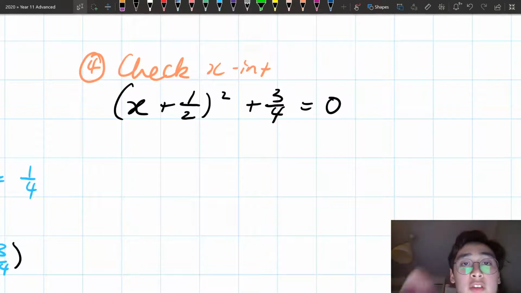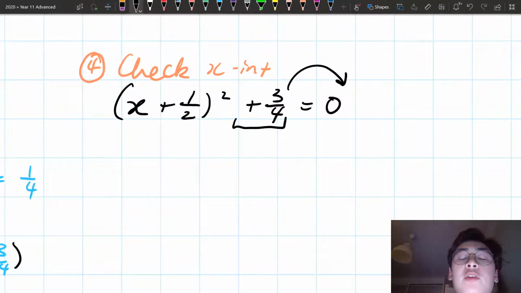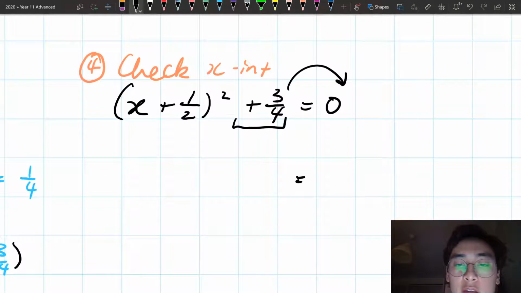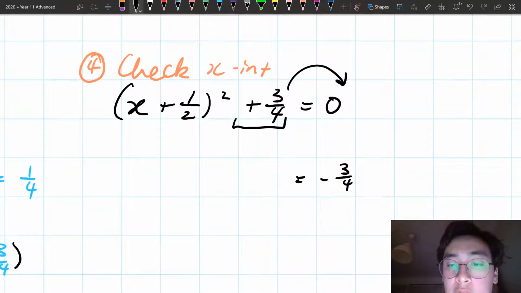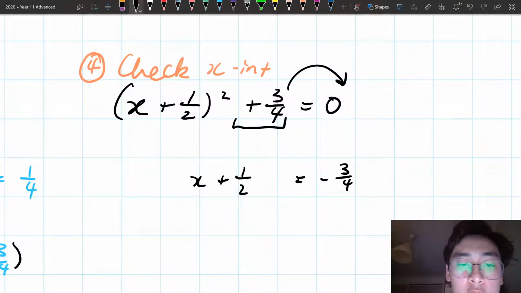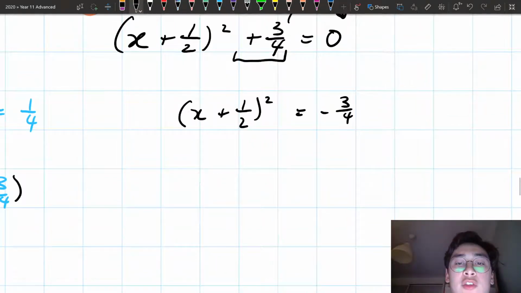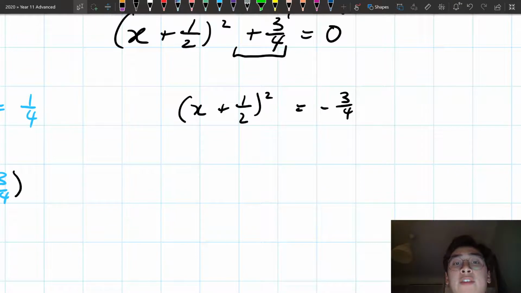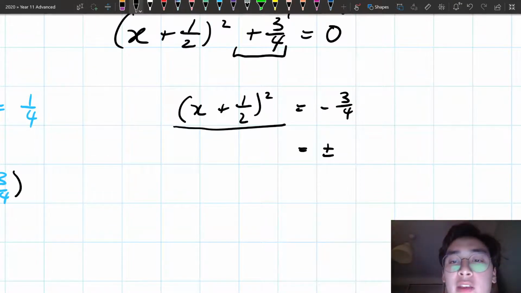The first step is to move that 3/4 to the other side, so it becomes x plus a half, all squared, equals minus 3/4. Now, when I'm solving this, if I want to take the square root of this, I just need to remember that I've got the positive and negative solutions here.